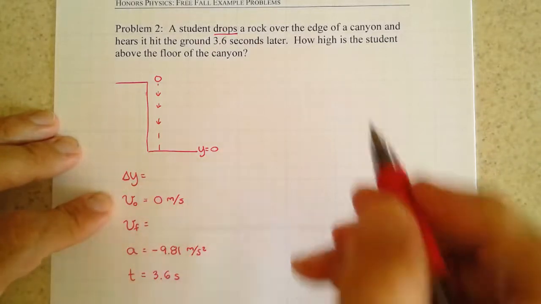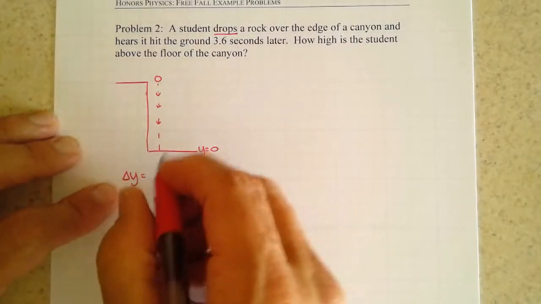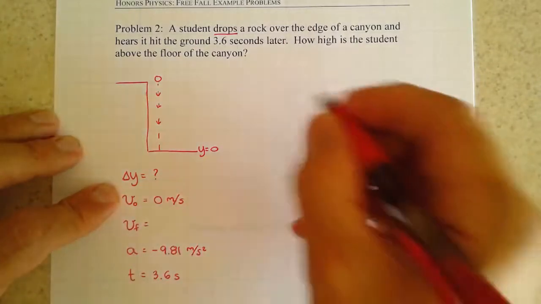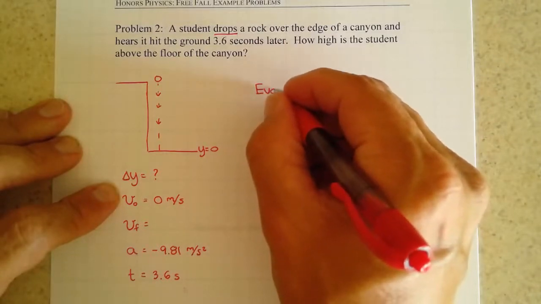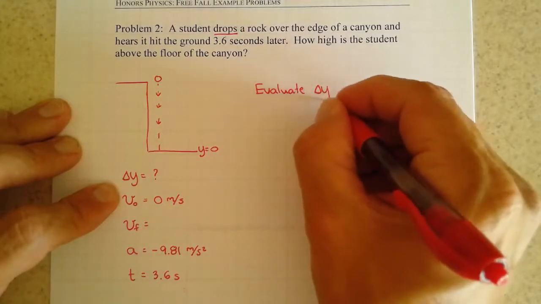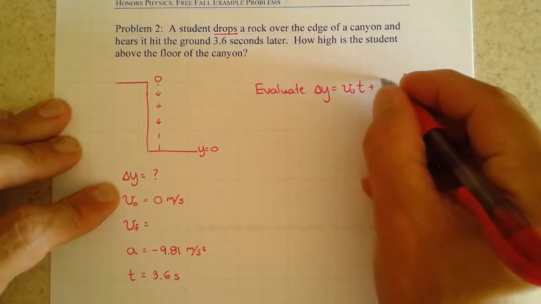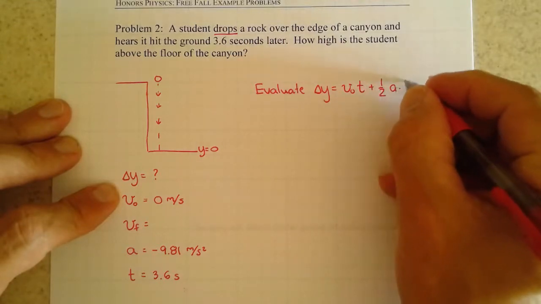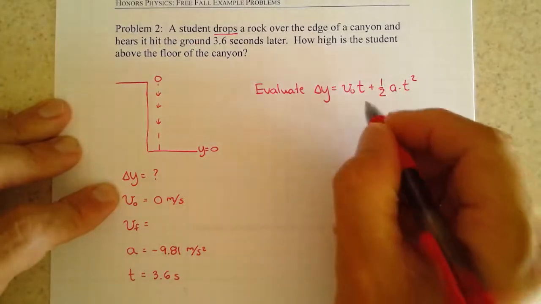And we are asked how high the student is above the floor of the canyon. So we want to know how far the rock fell. So that's what we're after. So the easiest way to solve this is to evaluate the expression delta y equals v0 times t plus 1/2 a t squared. It's already solved for delta y, so I don't need to solve anything. I'm just going to evaluate it.